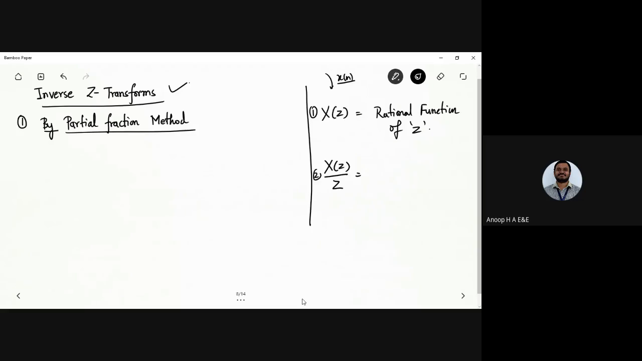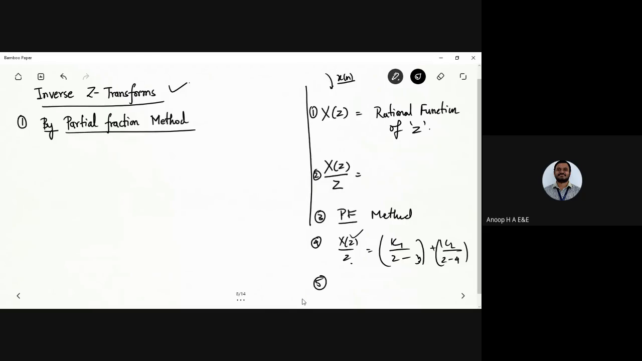Next, you will have the second function, which is x of z by z. Third, you are going to have the partial fraction method. I'm writing it as PF, meaning partial fraction method. Next, this x of z by z is expressed as k1 divided by z minus 3 plus k2 divided by z minus 4. This z is multiplied to both the terms, so z divided by z minus 3 plus z divided by z minus 4. So this is x of z here.